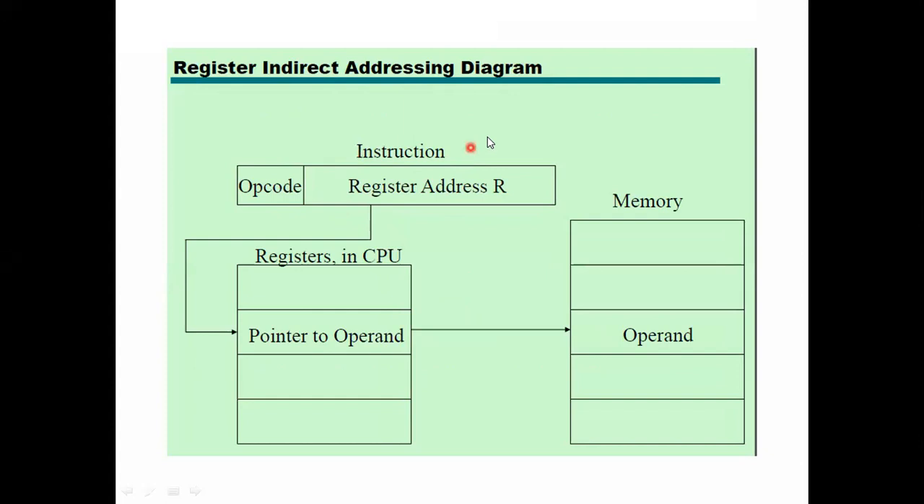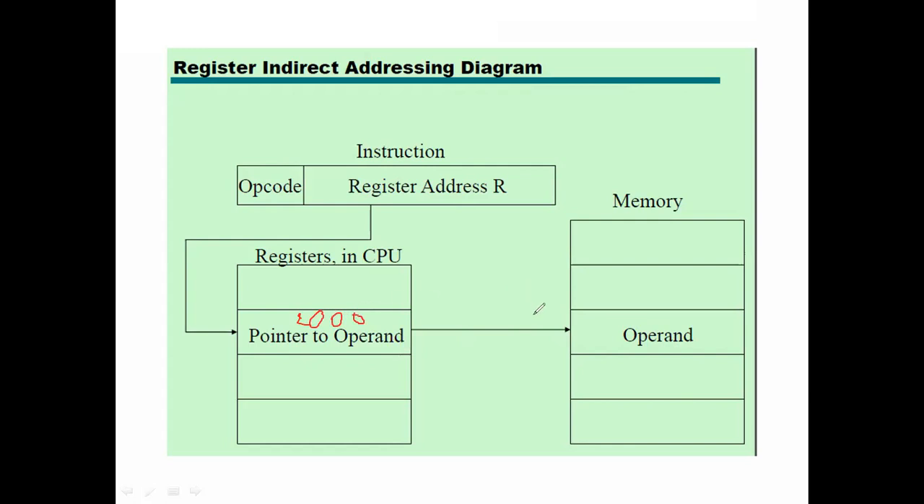That means here this is the instruction opcode, register address R. In that register address are having the pointer to operand. Pointer to operand అంటే దాని మీనింగ్ ఏంటంటే అమ్మా ఆపరెండ్ యొక్క మెమరీ లొకేషన్ ఉంటుంది. ఓకేనా? ఆపరెండ్ యొక్క మెమరీ లొకేషన్ ఉంటుంది. ఆ మెమరీ లొకేషన్ కి వెళ్తే డేటా అనేది ఉంటుంది. ఓకేనా? అంటే ఇప్పుడు సపోజ్ హియర్ pointer to operand is 2000.